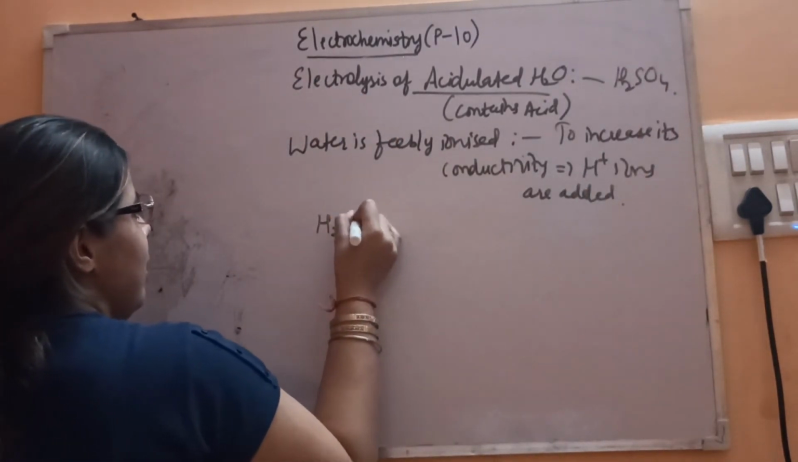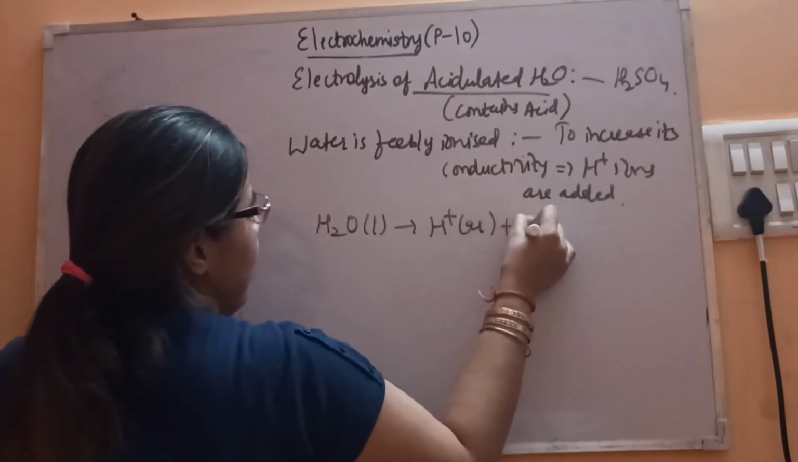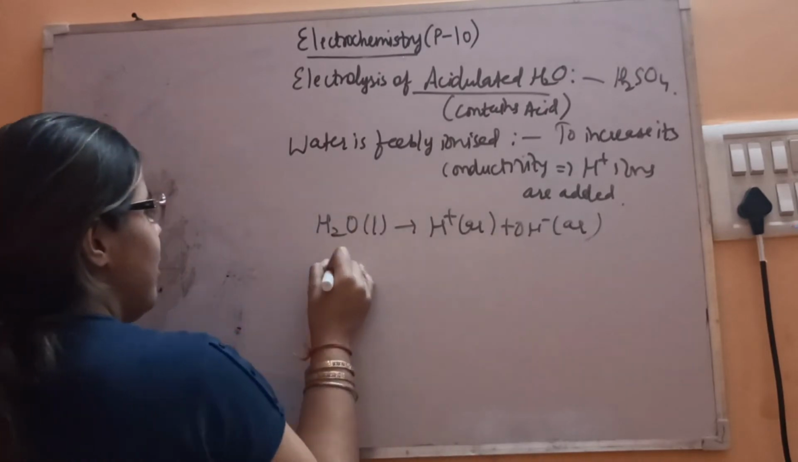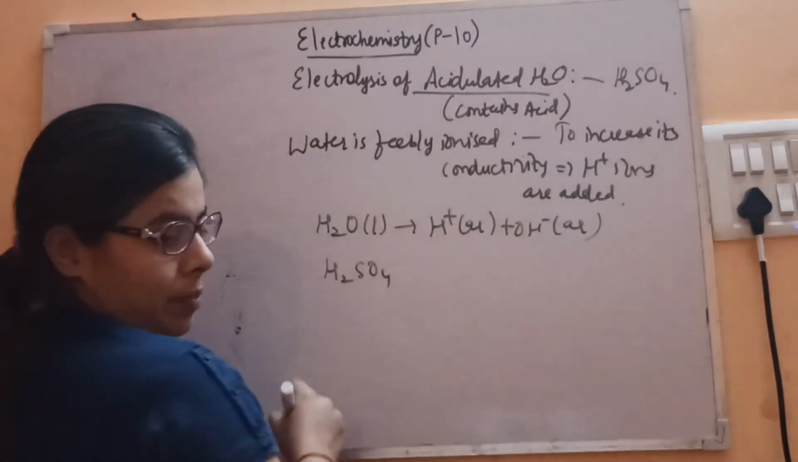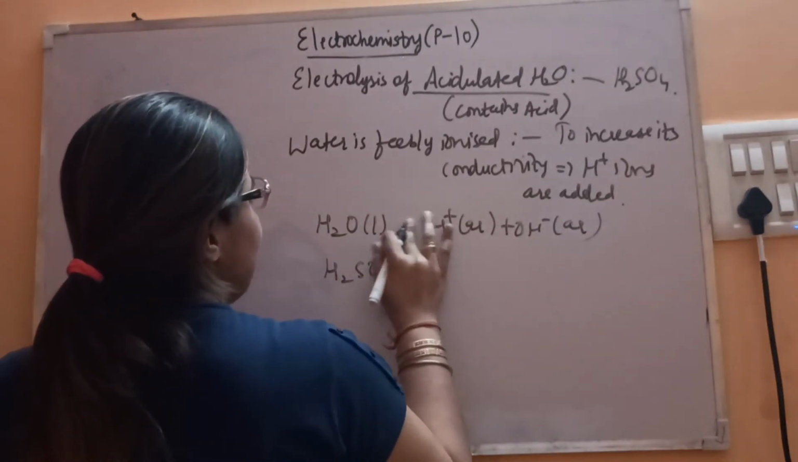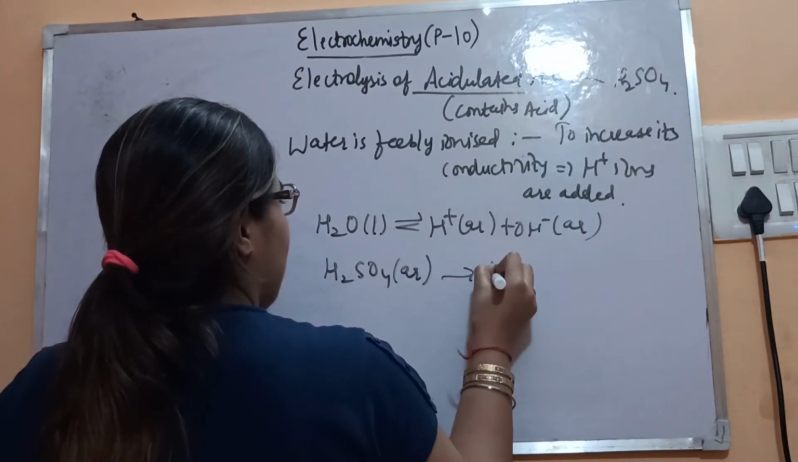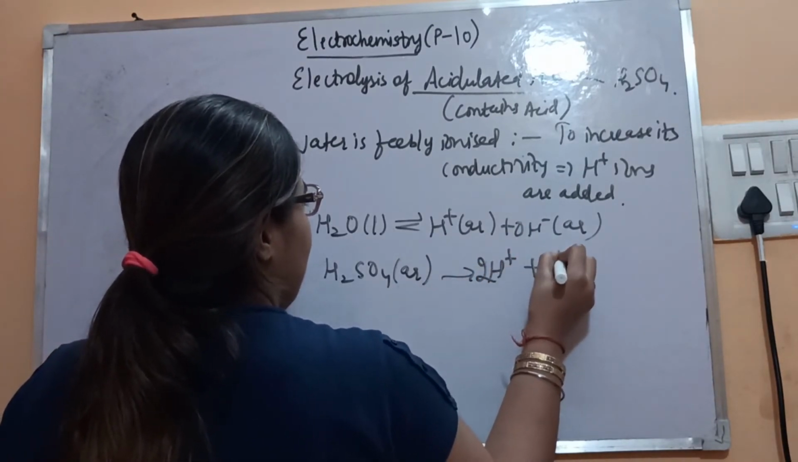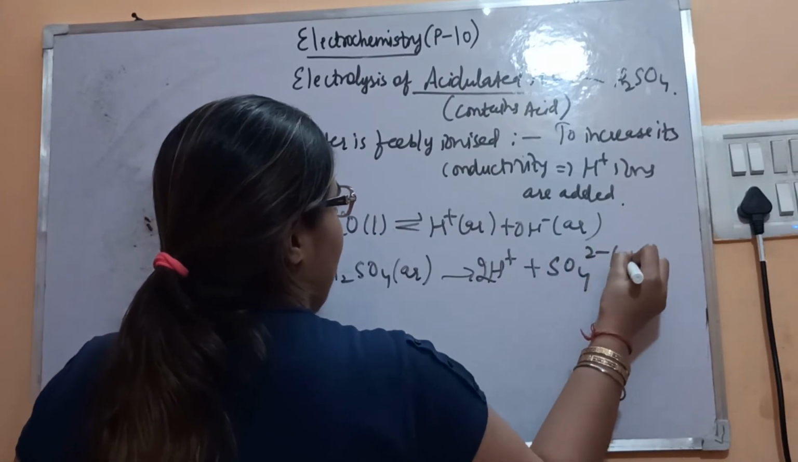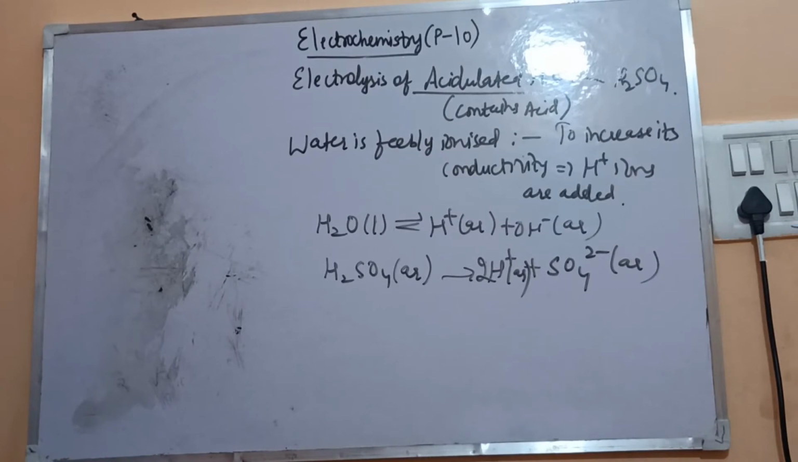Water will dissociate, gives you H plus and OH minus. Acid will also dissociate, H2SO4. This is feebly ionized, so you can show the equilibrium sign. 2H positive and SO4 2 minus. So now this is the situation here, that both the ions are present.